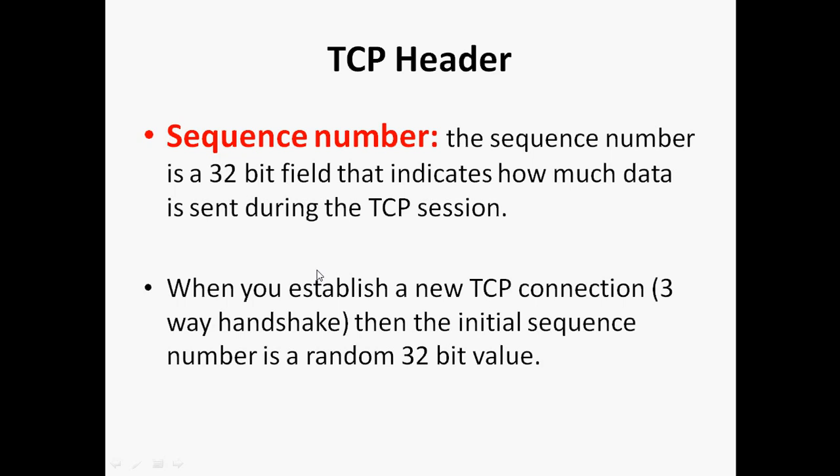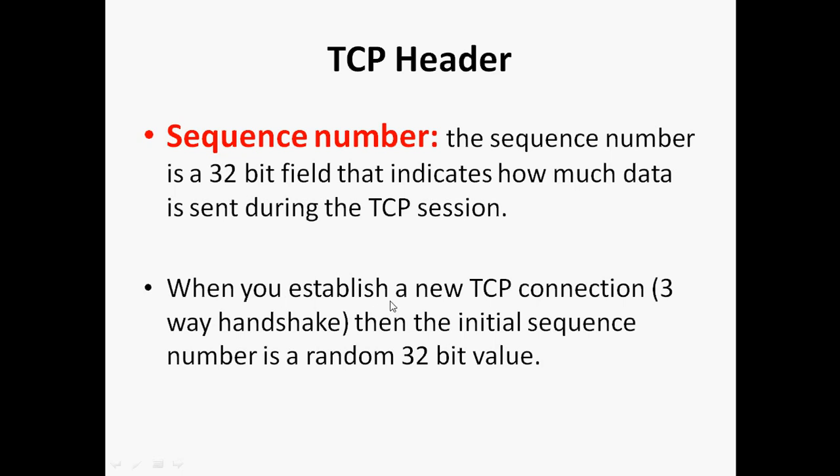The next one is the sequence number. The sequence number is a 32-bit field that indicates how much data is sent during the TCP session. Using the sequence number, we can indicate how much data we have transferred during the session. I will show an example so you can understand what I'm saying.